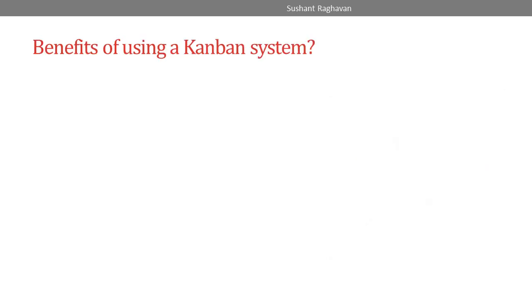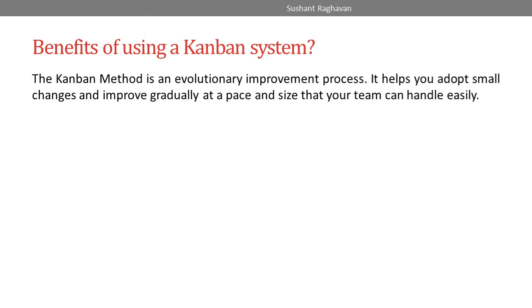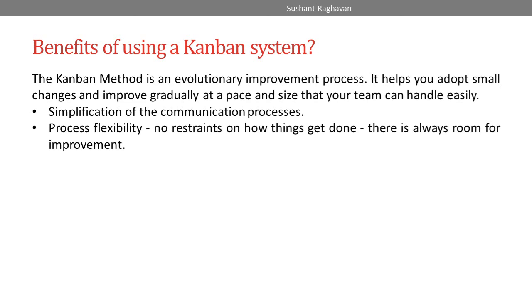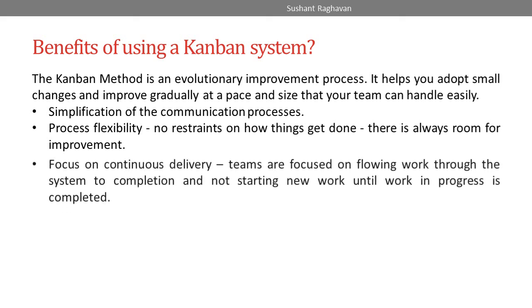Benefits of using Kanban system. A Kanban method is an evolutionary improvement process. It helps you adopt small changes and improve gradually at a pace and size that your team can handle easily. Simplification of the communication process. Process flexibility. No restraints on how things get done. There is always room for improvement.